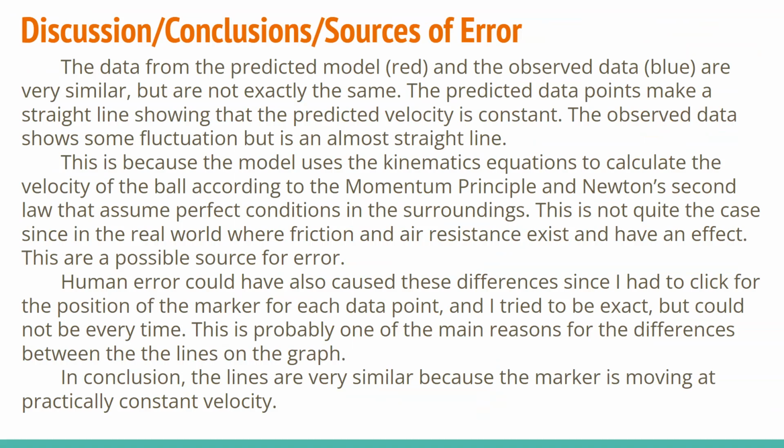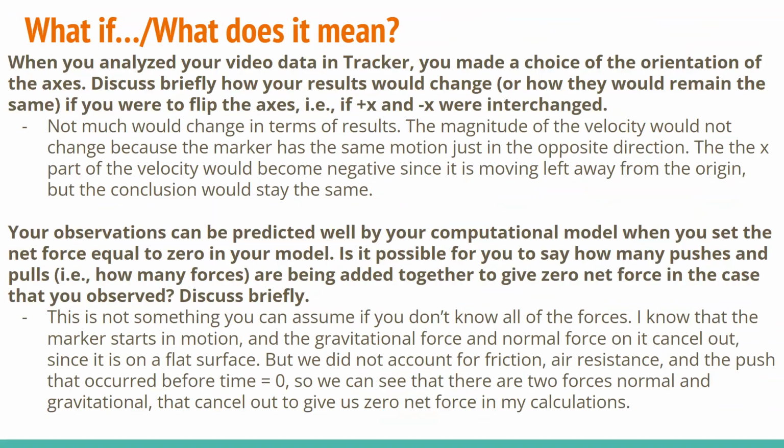This is because the model uses the kinematics equations to calculate the velocity of the marker according to the momentum principle and Newton's second law, which assume perfect conditions in the surroundings. This is not quite the case in the real world, where friction and air resistance exist and have an effect. This is a possible source for error. Human error could have also caused these differences since I had to click for the position of the marker for each data point, and I tried to be exact but could not be every time. This is probably one of the main reasons for the differences between the lines in the graph. In conclusion, the lines are very similar because the marker is moving at practically constant velocity.